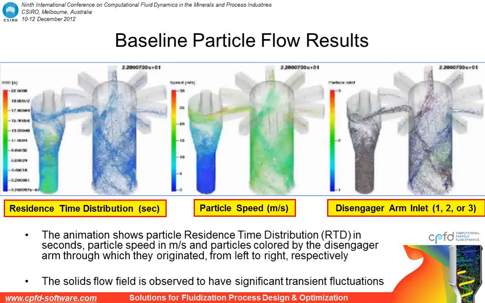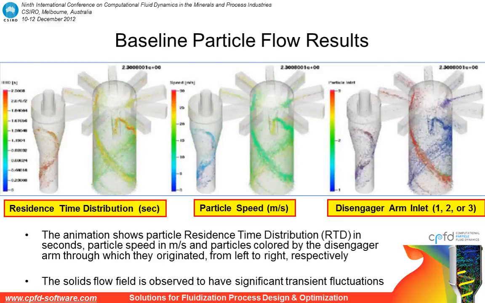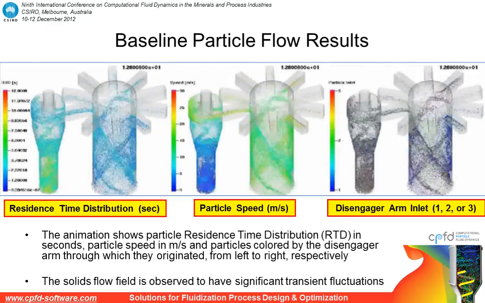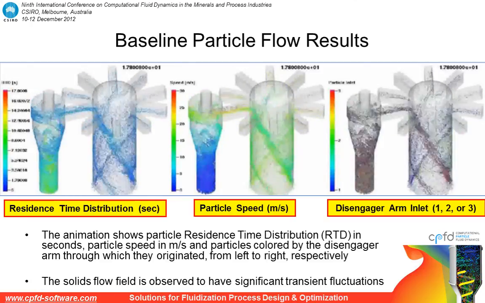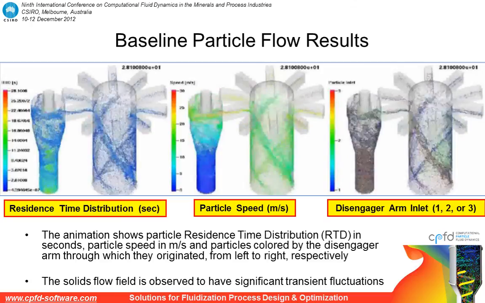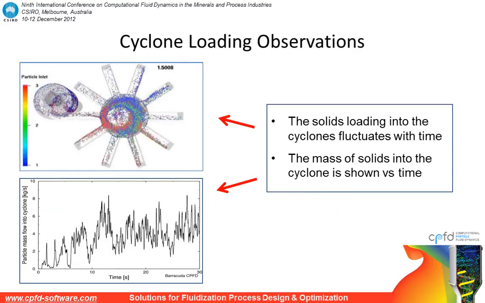One of the things that you can observe is that the solids flow field has very significant transient fluctuations. The high loading through the individual cyclones tends to fluctuate. So at one moment, a cyclone might be highly loaded, and the next it might be unloaded, and the one next to it might be highly loaded. This is certainly something you can see in more detail here. As you can see, the different cyclone arms tend to fill up with particles at different times.